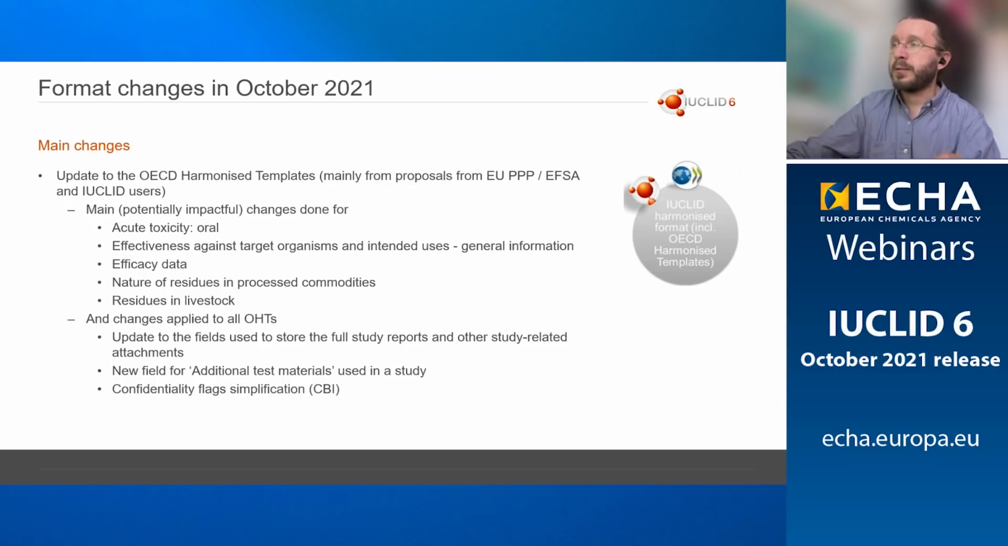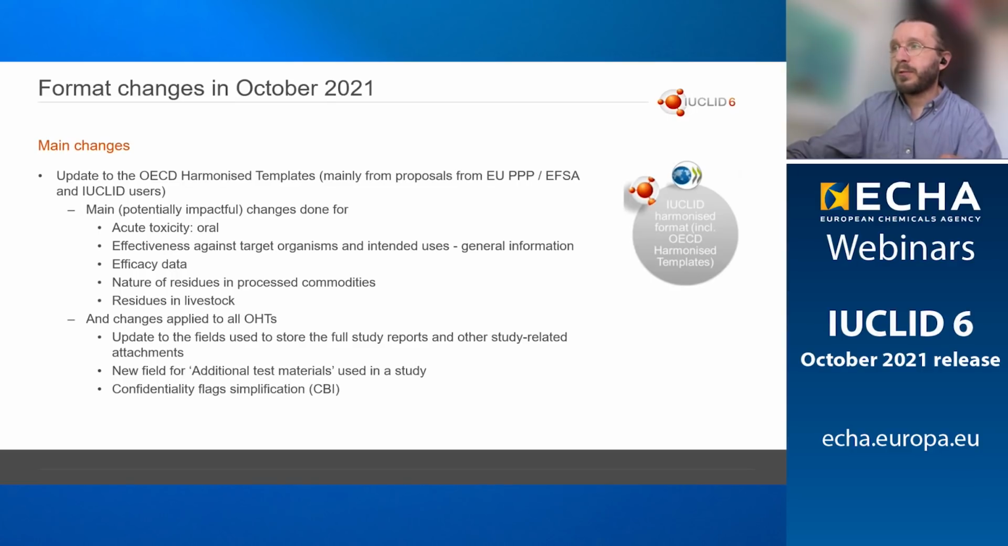Then looking at the changes of the format in more detail, as every year we have updated the OECD harmonized templates, which are used to report the study summaries of studies performed on different endpoints and different substances. Here I listed the main potentially impactful changes done for some templates. For example, to report studies on acute toxicity oral, the effectiveness against target organisms, the efficacy data, the nature of residues in processed commodities, and the residues in livestock.